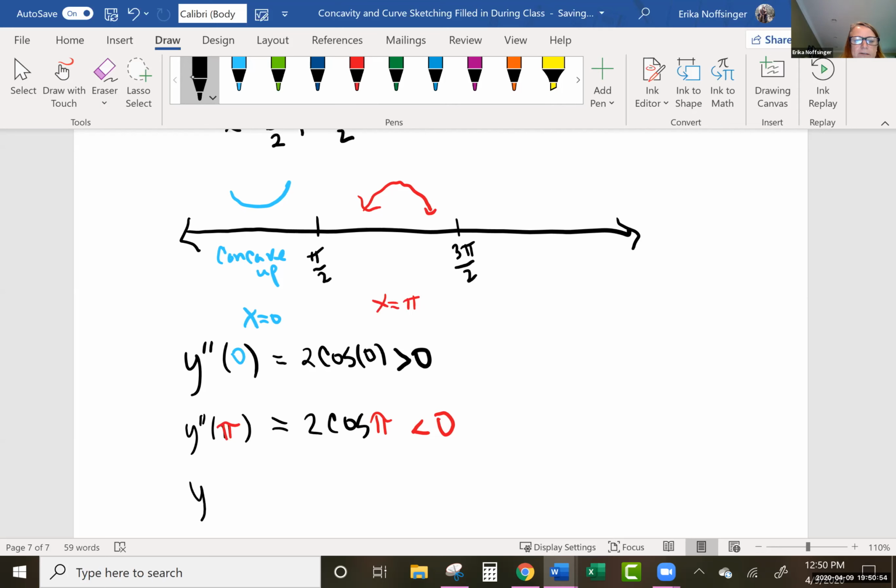One more value. So choose something to the right of 3 pi halves. I'm going to plug in 2 pi. And so I have 2 cosine of 2 pi. Well, cosine of 2 pi, that's 1. 1 times 2 is 2, which is bigger than 0, so this is concave up.